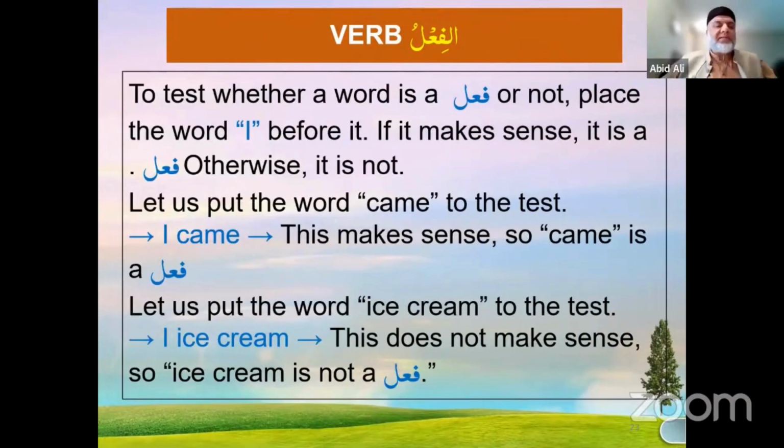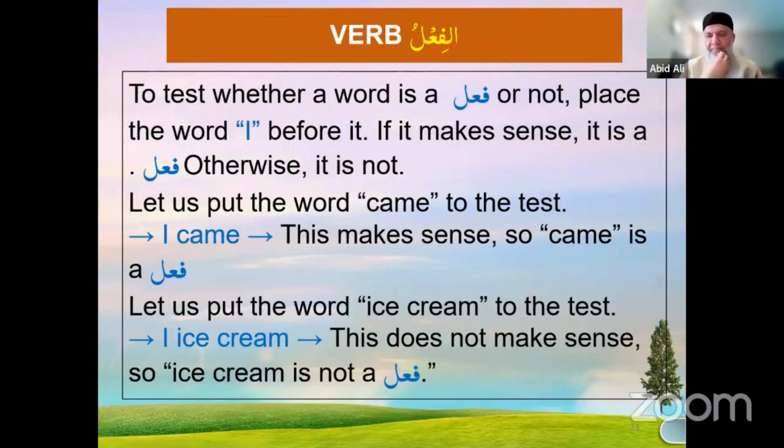What is a simple test to see if a word is a verb or not? If you really want to test any word or action, take the word and put "I" before it. If it makes sense, then it is a verb. If it doesn't make sense, then it is not a verb. It could be a noun. In the Arabic language, how many parts of speech do we have? Three. So if it's not a verb, then what else could it be? It could be either a noun or a verb, right?